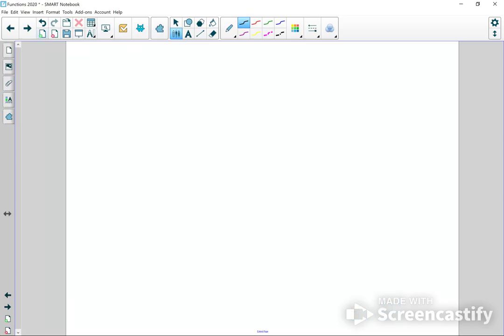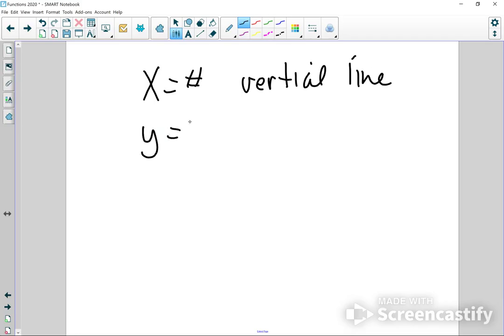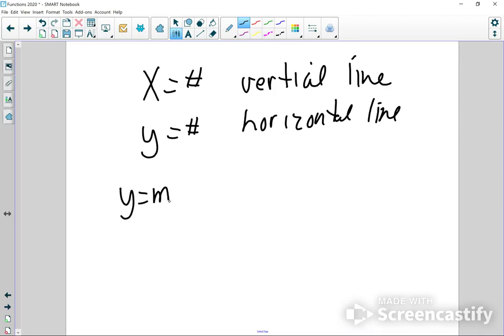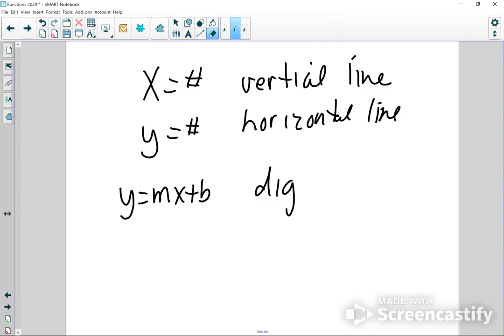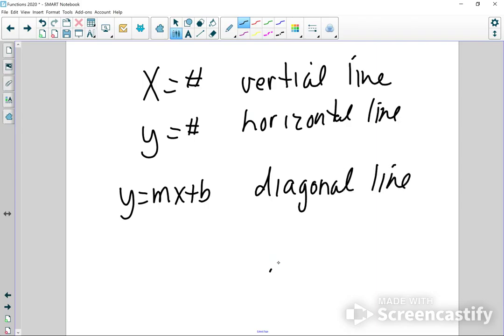So let's make sure we remember. x equals a number is a vertical line. y equals a number is a horizontal line. And y equals mx plus b, that's a diagonal line. I just spelled that wrong. Hold on, guys. Okay, so these are the ones that go left to right on the coordinate plane. See how they kind of go on an angle? These ones go strictly left to right, and these ones go up and down.